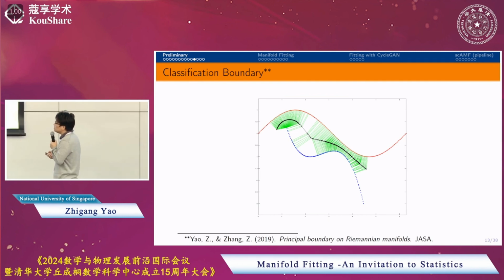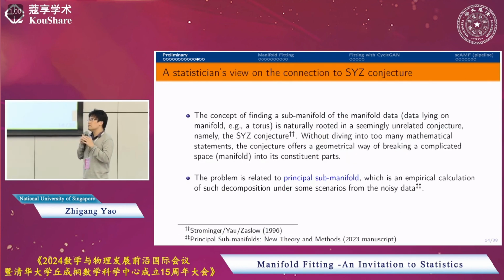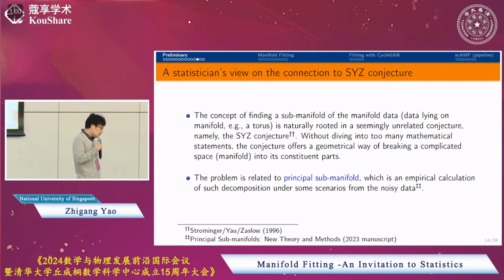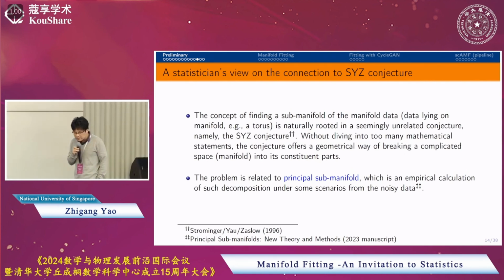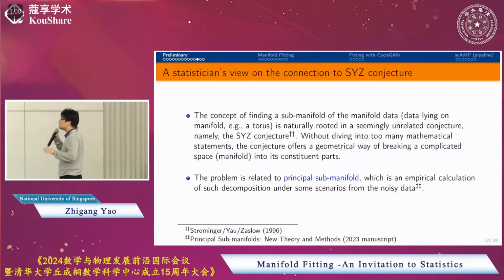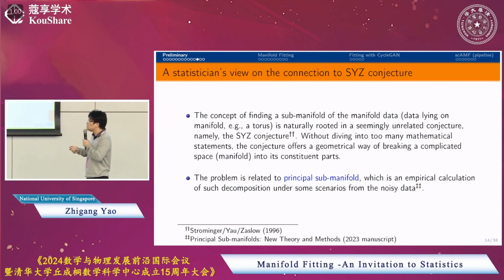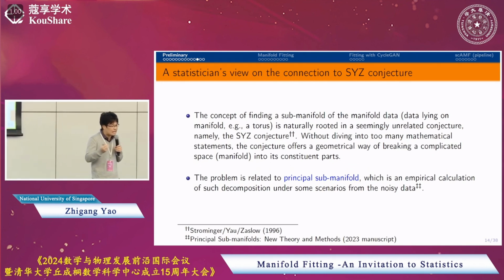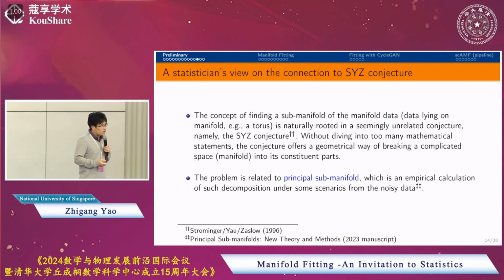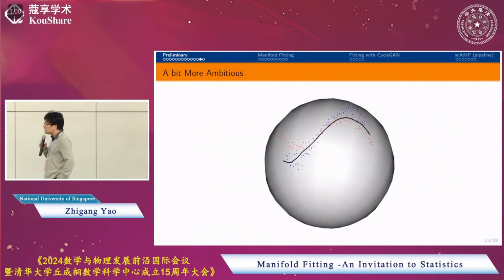So I want to use the rest of the time to talk about manifold fitting. By the way, I just wanted to mention that a few years back, I realized that the principal submanifold business I've been doing is actually an empirical way of decomposing some kinds of spaces, and this has something to do with the SYZ conjecture, at least from my point of view. Due to the time limitations, I just wanted to move on to manifold fitting.